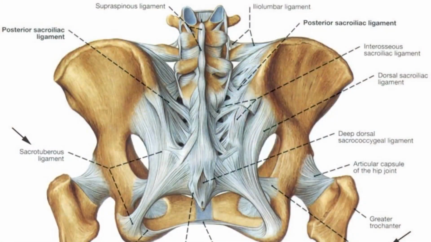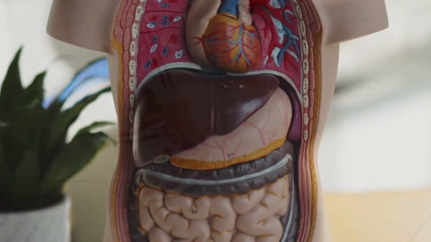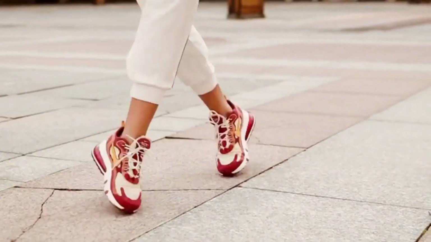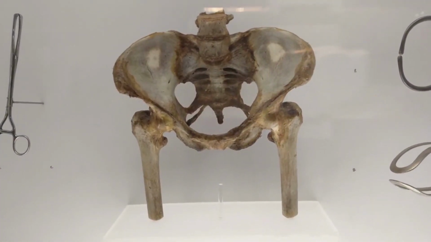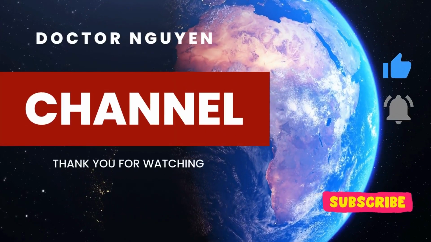In summary, the human pelvis is a complex and dynamic structure with important functions in supporting the body, protecting internal organs, facilitating movement, and enabling childbirth. Its formation during embryonic development and maturation during puberty contribute to its unique shape, structure, and function in the human body.